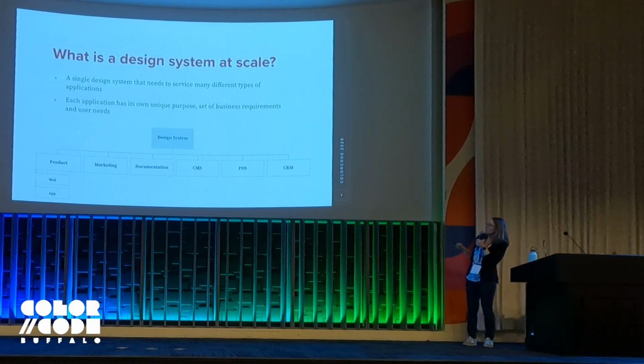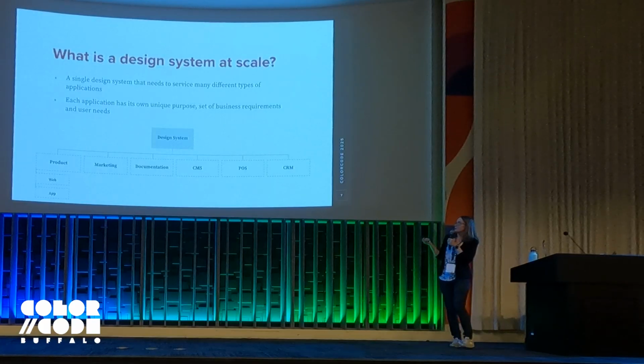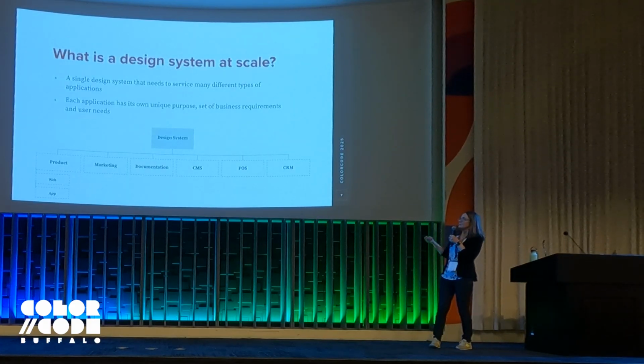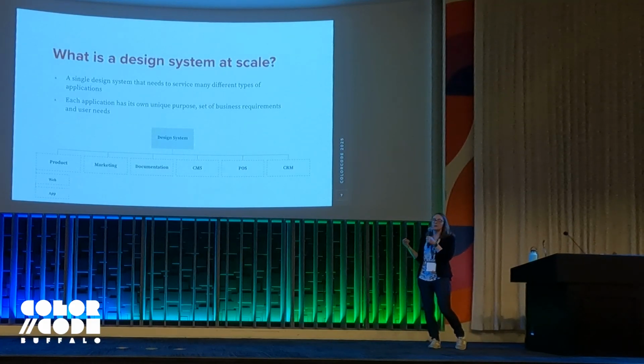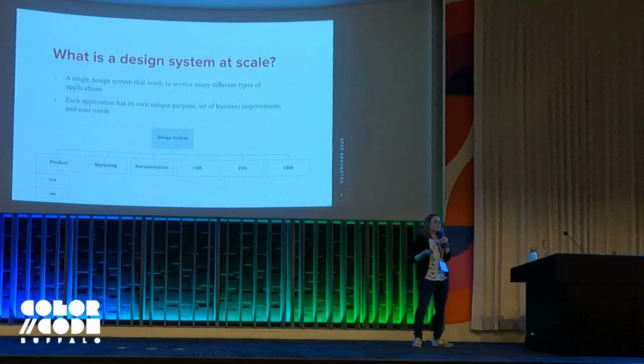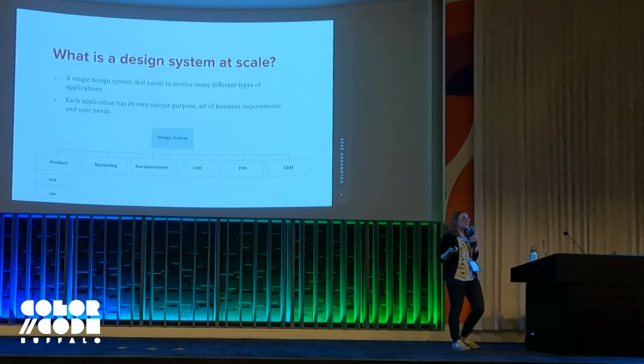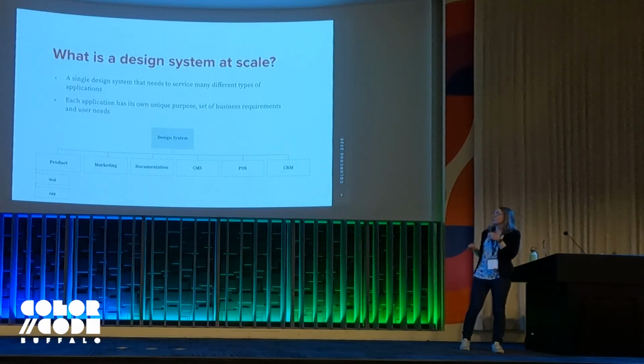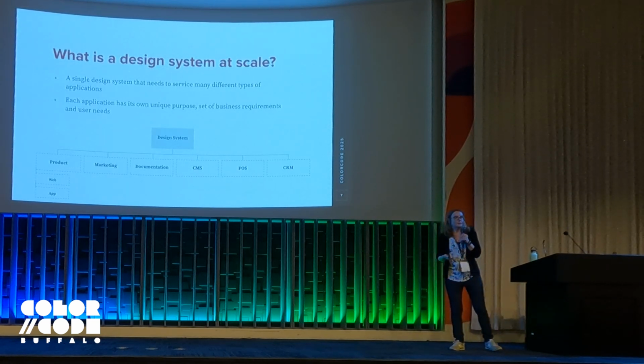So our design system is at the top. It scales to product, marketing, documentation, maybe a content management system, maybe a point of sale, maybe a customer relationship management system like Salesforce. Some of these may have subsystems underneath it. So product may have a native web application, but it also may have a mobile application. For the purposes of this talk, I'm going to use product, but this can scale to things like university websites, where you have a design system that has to service different schools and departments, or government websites where you have to have a design system that services different types of agencies.